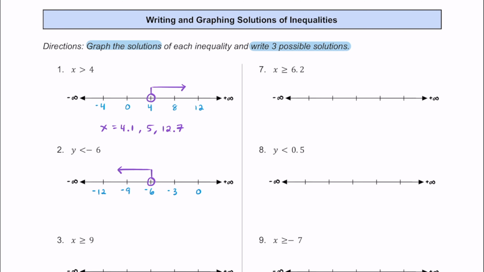Now, what could y possibly be equal to? Well, what are some numbers that are less than negative 6? Some possibilities here are y could equal something like negative 6.1 if we want to go super close to it. We could also say something like negative 7 or something like negative 10. So these are just 3 possibilities of the infinite solutions that would make this inequality true.